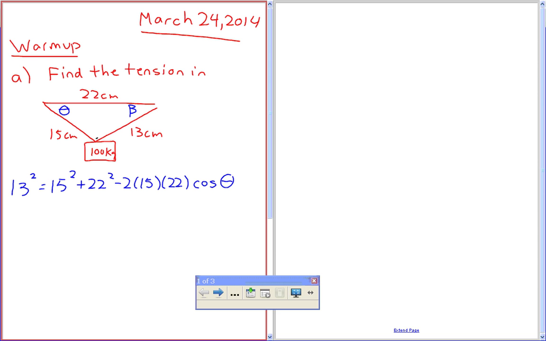Okay, so what has to happen is you have to use cosine law to find one of them. It doesn't matter which one. The bottom angle we don't need, because we're going to make a new triangle for using for the tension here.